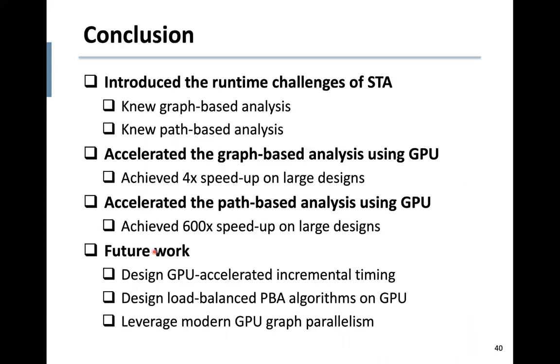So finally, I want to end the talk with the following concluding items. We introduced the runtime challenge of STA in two parts. We know what graph-based analysis is and why it is challenging, and what the most time-consuming part in graph-based analysis is. We also do the same thing for path-based analysis. We introduced a GPU-accelerated algorithm to speed up the graph-based analysis compared with OpenTimer, which is a highly CPU-parallel GBA algorithm. We can achieve 4x speed up on large design.